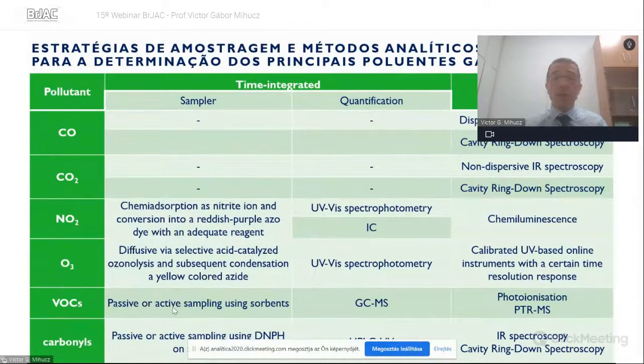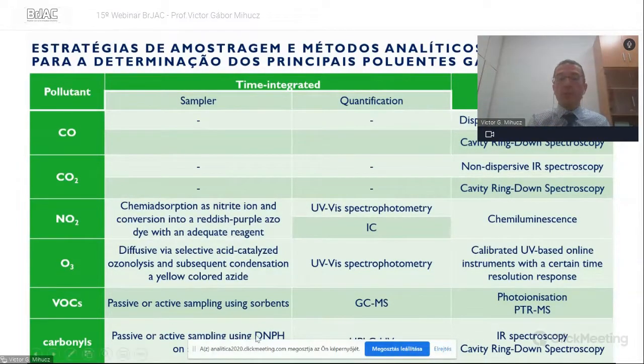And if somebody would like to determine VOCs and carbonyls, there are also the possibilities to have time-integrated data by either passive sampling, when the diffusive body is placed into a sampling point, and after a certain number of days can be collected back and extracted. In the case of VOCs, we can use thermal desorption. In the case of carbonyls, we can extract the compounds in a solvent.